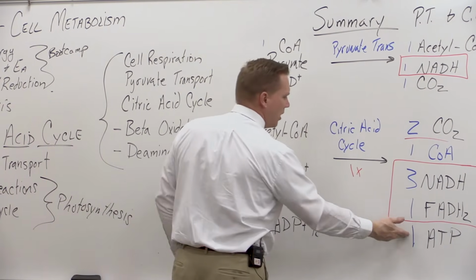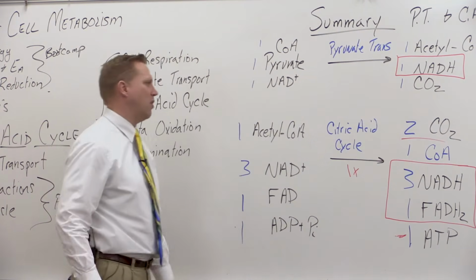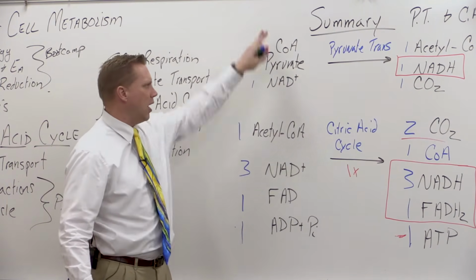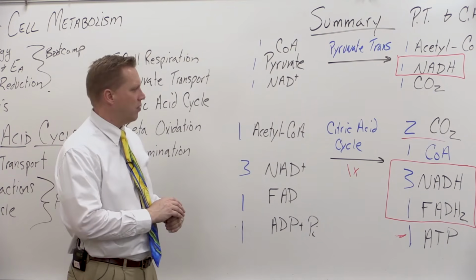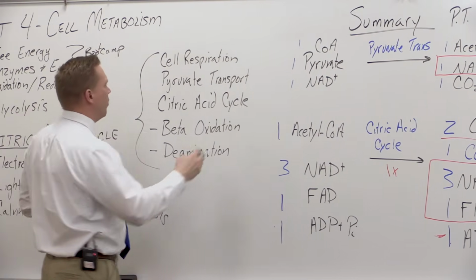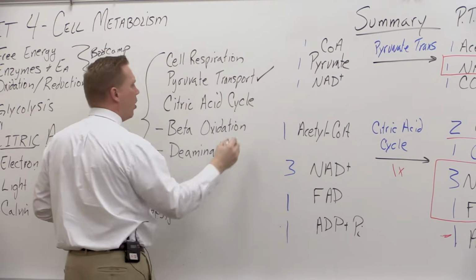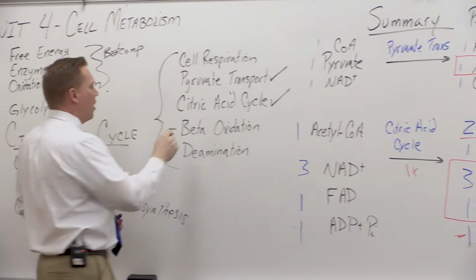But for right now, we did get some ATP for our efforts. This is where the majority of the energy is. And this is a summary of where we've sort of been with the citric acid cycle. Now I want to come over here. So we've talked about pyruvate transport. We've talked about the citric acid cycle and done a summary.